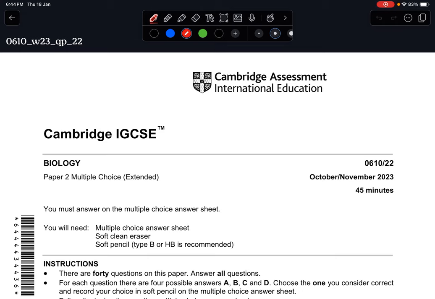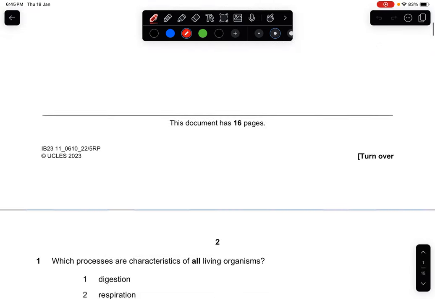So today we are going to attempt the Cambridge IGCSE Biology Paper 2 Multiple Choice Extended, which is the October-November 2023 version. I just had it, so I will try to solve it as quickly as possible for the upcoming series. So let's start off with the first question.